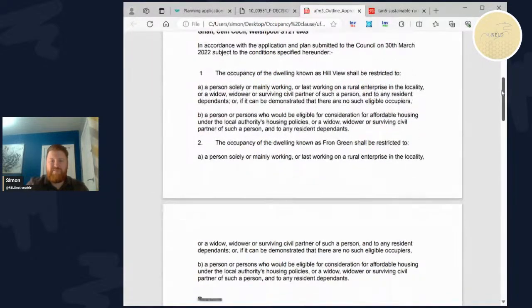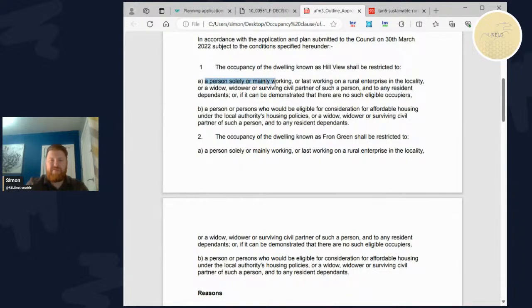So on this particular property, you can see that this is a person solely or mainly working or last working on a rural enterprise in the locality, or a widow or surviving civil partner, etc. Now, rural enterprise in Wales comes under the umbrella of so many rural businesses. Again, it's going to be specific to the individual and their circumstances, but it could be agriculture, farming, smallholding, breeding, livery, an equestrian centre, horticultural, camping and glamping, a fishery. It could be so many different things that effectively it would be easier to say, if you've got a business that uses the land or uses the buildings, essentially.